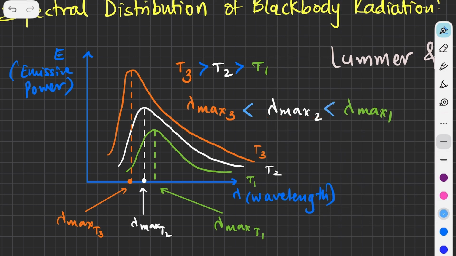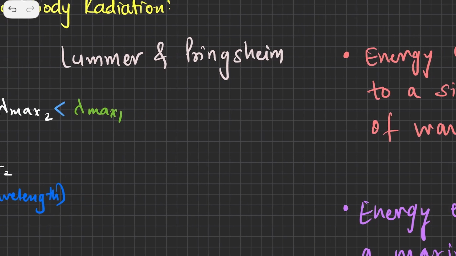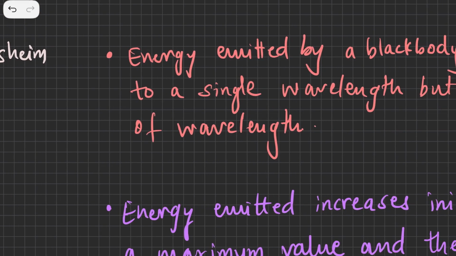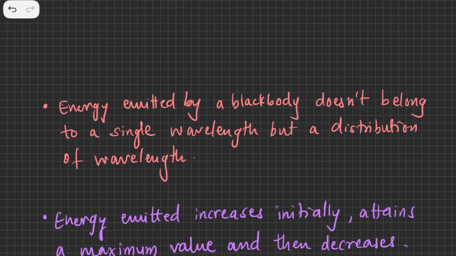So you see, clearly there is an inverse relationship looking at this. T3 is greater than T2, lambda max 3 is less than lambda max 2. T2 is greater than T1, but lambda max 2 is less than lambda max 1. Because as the temperature keeps increasing, the wavelength for which the intensity is maximum shifts towards the left. So I have made it into points. I'll just show you. Okay, so let's do one by one.